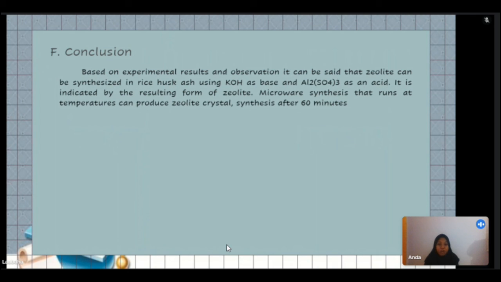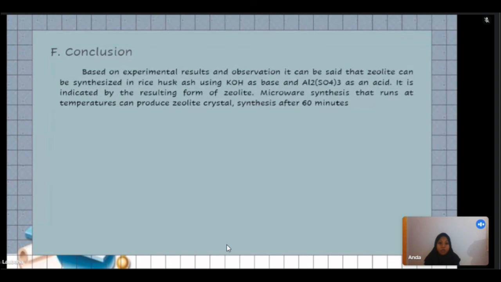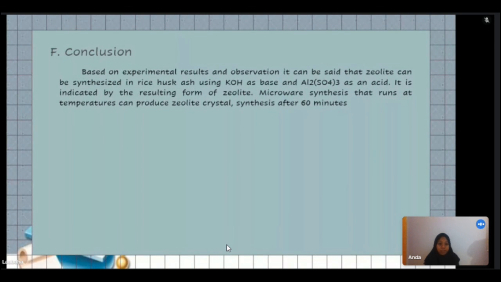Conclusion: based on experimental research and observation, it indicates that zeolite can be synthesized from rice husk with KOH as base and Al2SO4 as acid. It is indicated by the resulting form of zeolite. Synthesis that runs at temperature can produce zeolite crystal after 10 minutes.